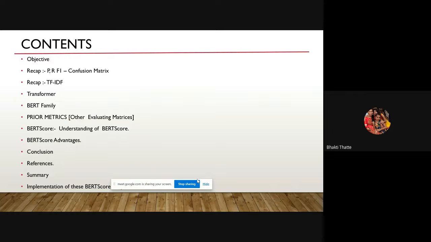However, today we might have an audience from various experience levels. So I just wanted to start with a little basics and then go to the BERT score. That is why we are seeing here confusion matrix recap, and then TF-IDF, transformer, BERT family, then prior metrics of BERT score, and then understanding BERT score, advantages of BERT score, conclusion, reference, and summary. And finally, we will go and run the BERT score in Python.